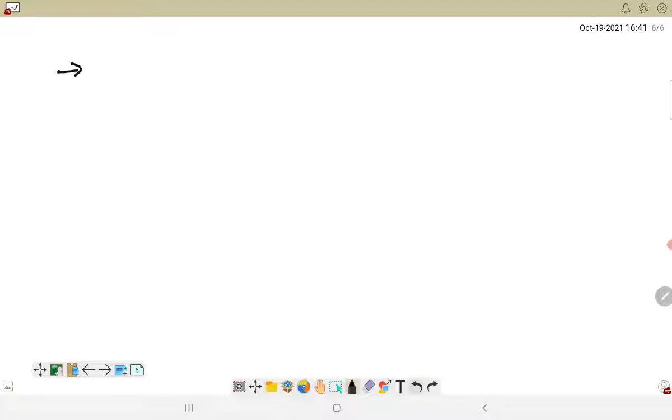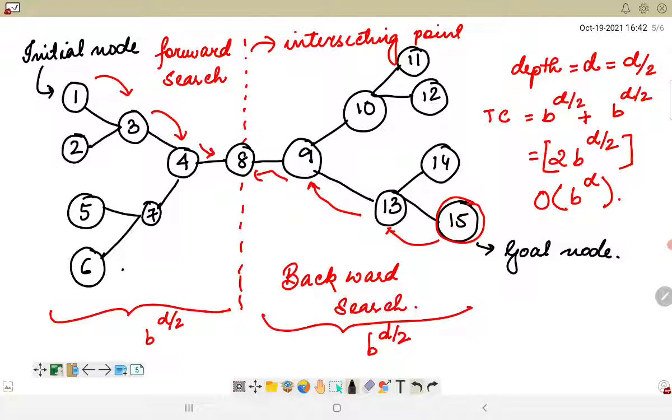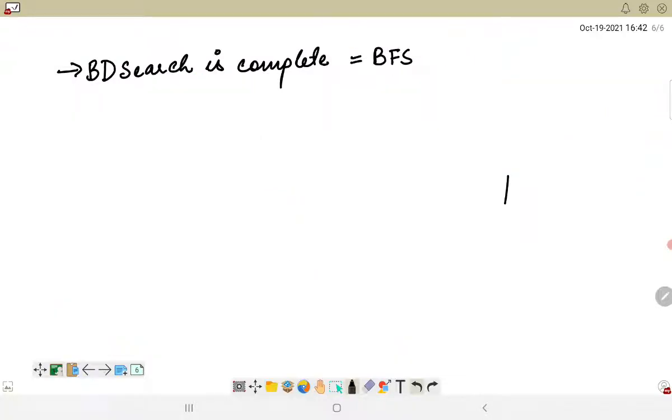Okay, now talking about completeness. Bidirectional search is complete if we use BFS, that is, if breadth first search is used in both cases. That means the search happening here is breadth first search, and this is also breadth first search, then it is optimal. That means we will get a complete search here. But if we use depth first search, it might not be a complete one.